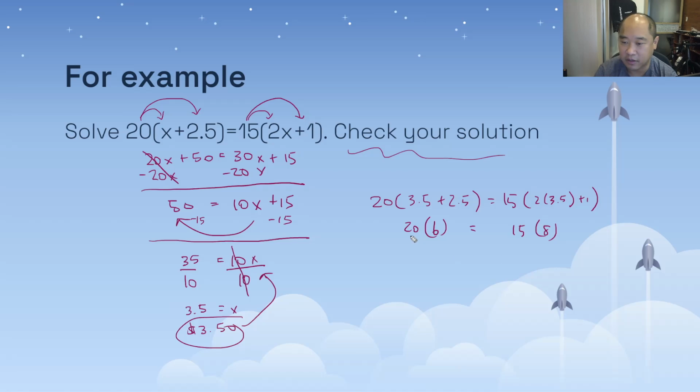Is this right? I hope so. Okay, so this is going to be 120. And 15 times 8, yeah, it is 120. Great. And that's how you check your work.